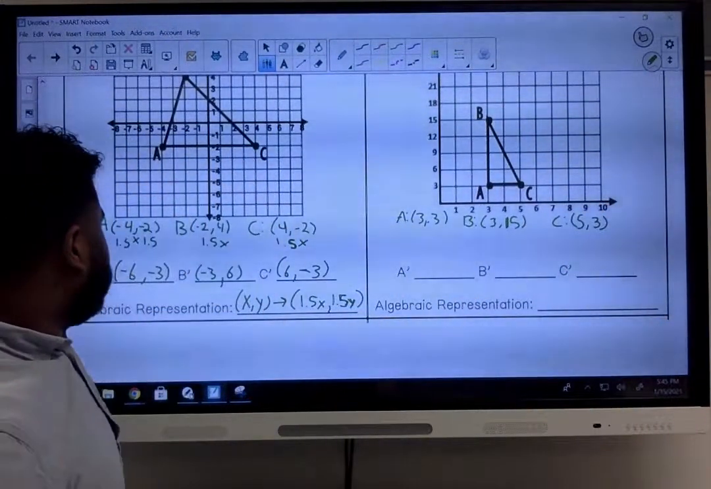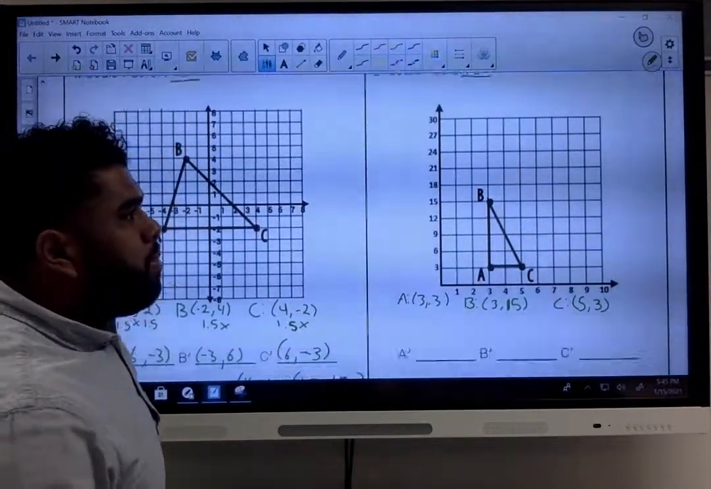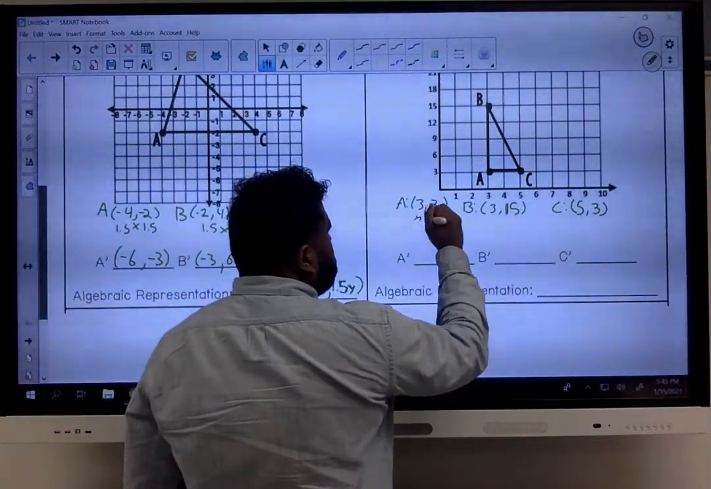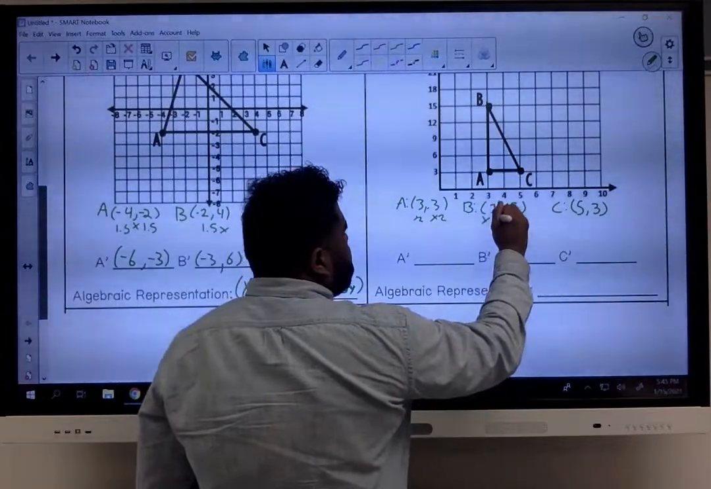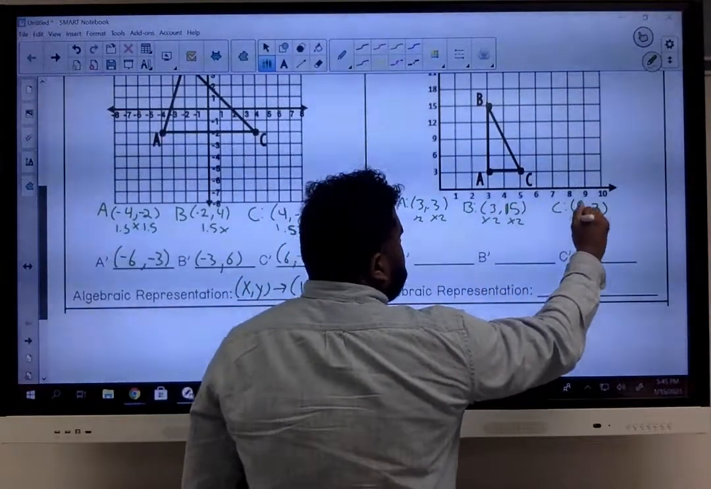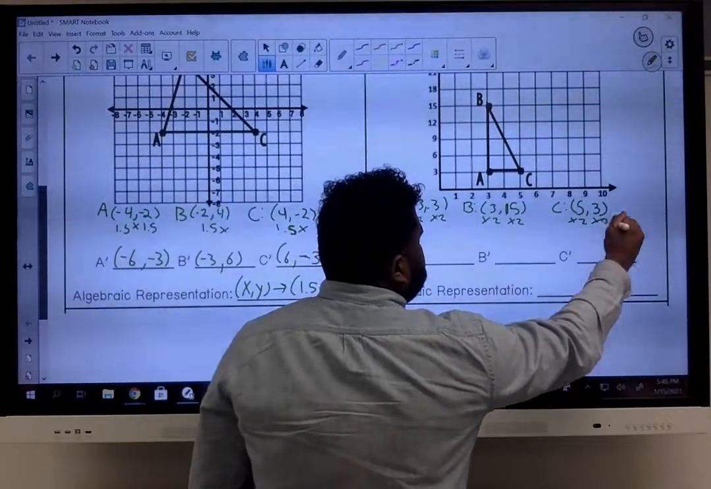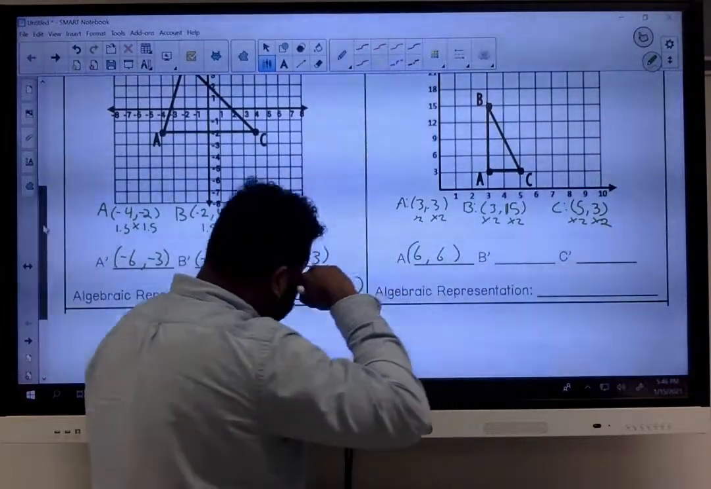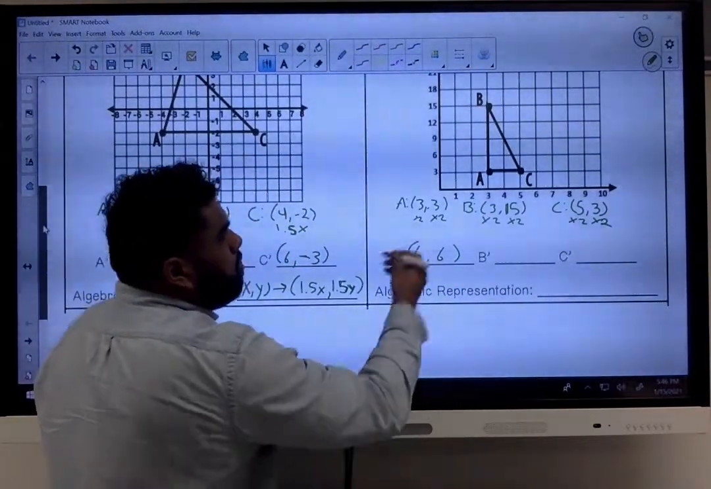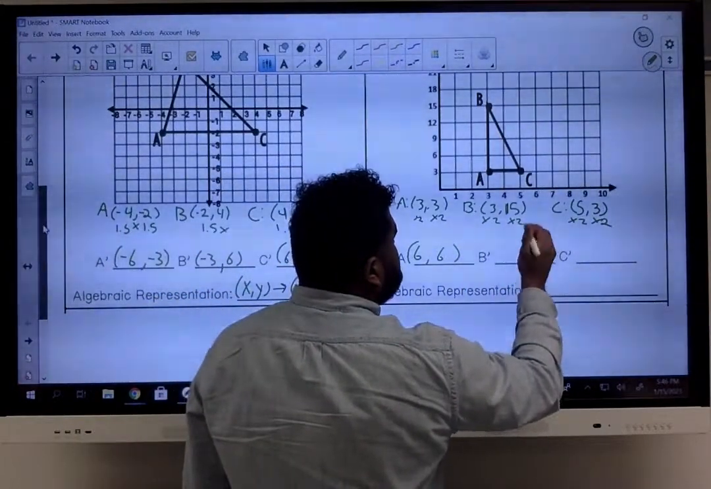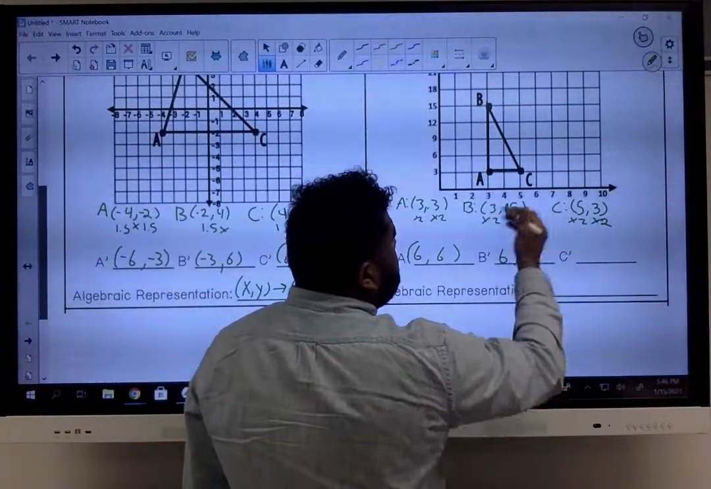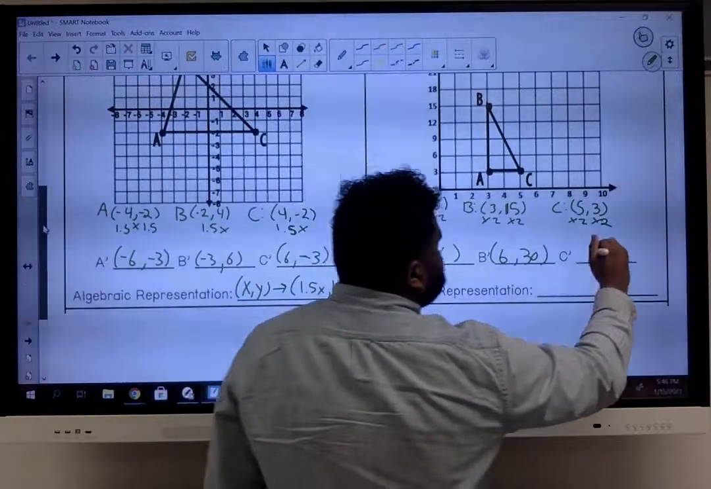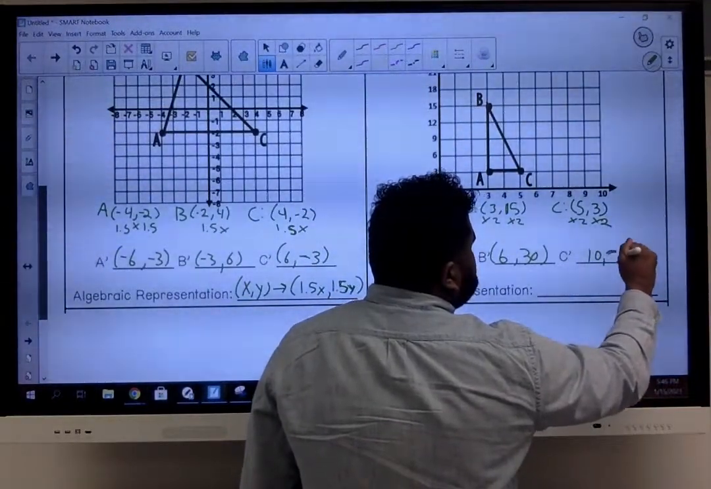Again, like we did over here, we're going to multiply each of our x and y values by our scale factor, which is 2. So I'm going to multiply every single value by 2. 3 times 2 is 6, 3 times 2 is 6, so A prime is now (6, 6). B, 3 times 2 is 6, and 15 times 2 is 30. And then C prime would be 5 times 2 is 10, and 3 times 2 is 6.